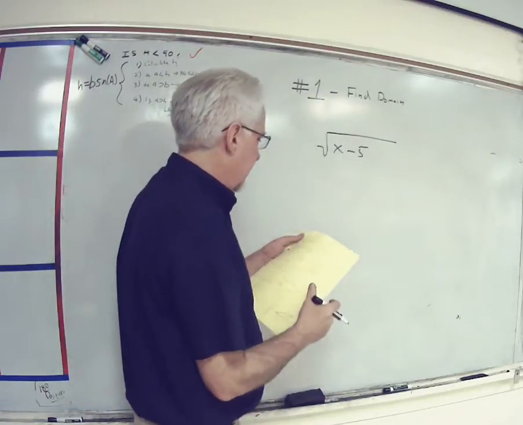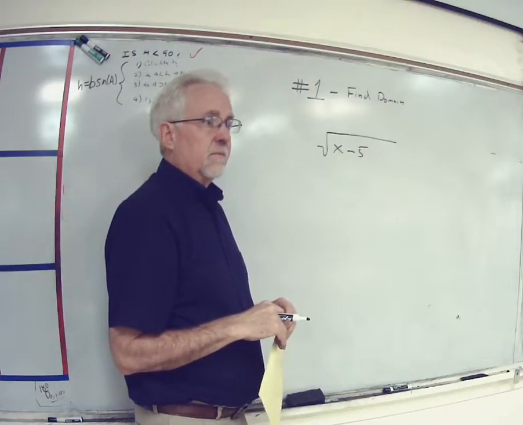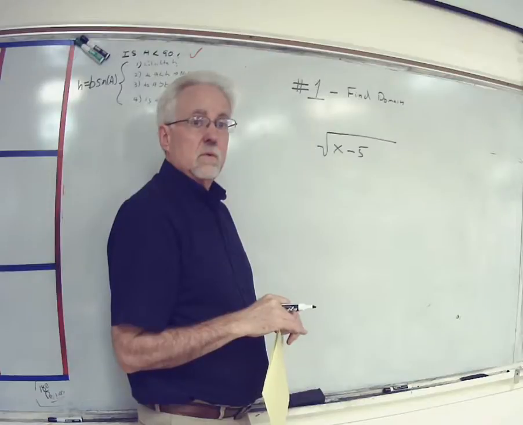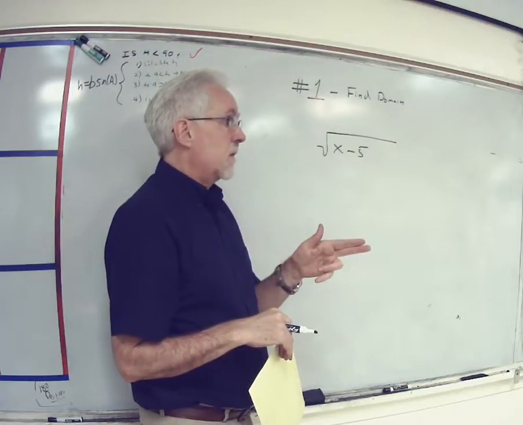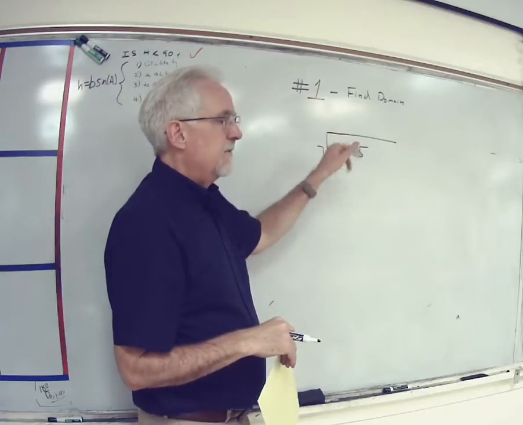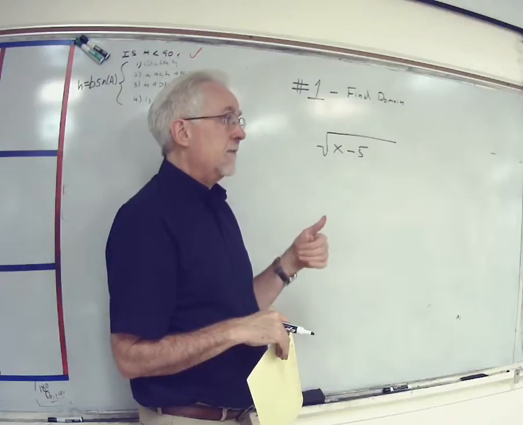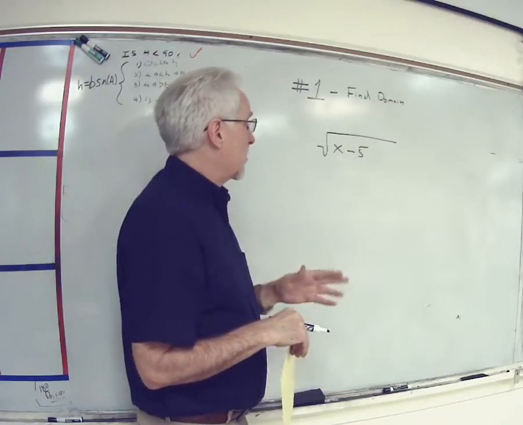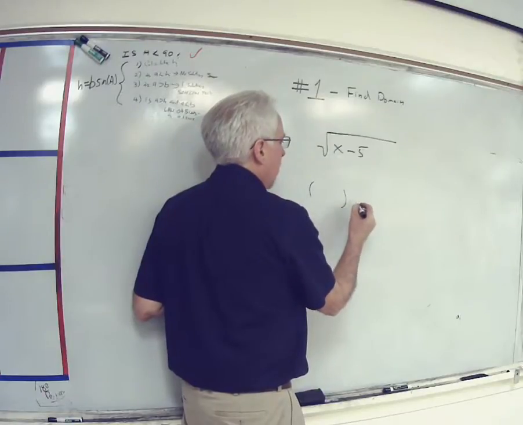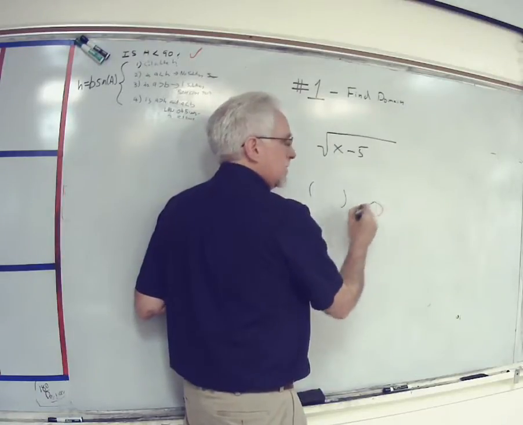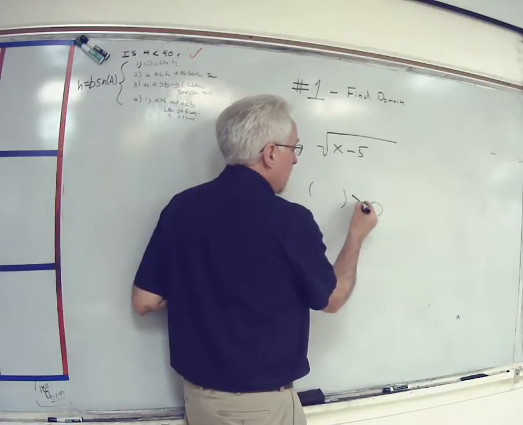Okay, how would I find the domain of the square root of x minus 5? Okay, x minus 5 equals 0. No, almost, right. But what can I not have under a radical? A negative. I cannot have a negative under the radical. So that means what's under the radical needs to be what compared to 0? Greater than or equal to.